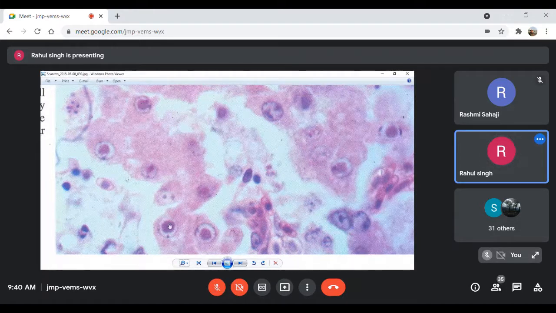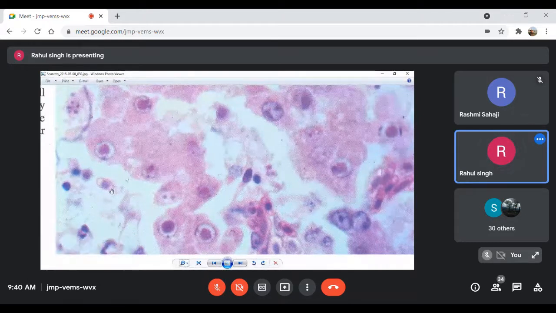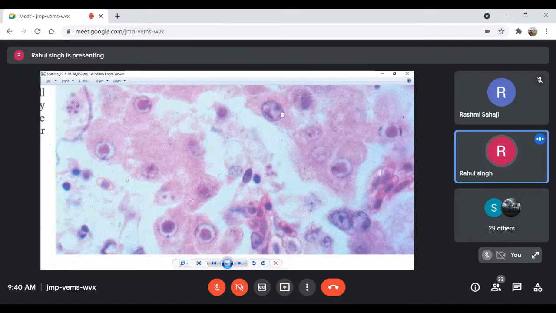Same case here. This is RBC, where this is the nucleus of the RBC. This is the cell membrane, and this empty part is where the hemoglobin has escaped out from the RBC. This is a hepatocyte. This is a nucleus, and these are the nucleoli inside them.